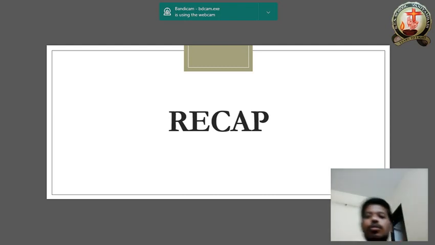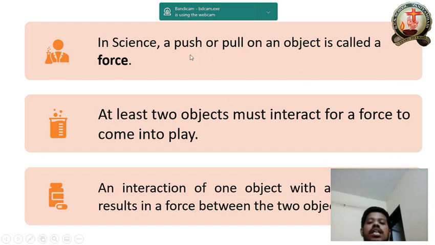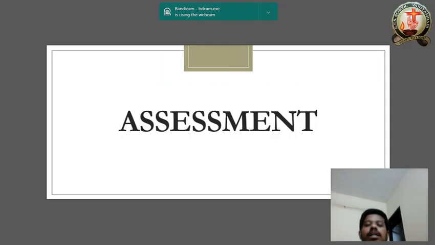Now, with this, I'd like to conclude today's session. Before the conclusion, I'd like to give a quick recap of what we have learned today. In science, a push or pull of an object is called force. And how many objects must be there? At least two objects must be there to interact for a force to come into play. An interaction of one object with another object results in a force between two objects. So always remember, for a force to apply, there has to be interaction between two different objects.